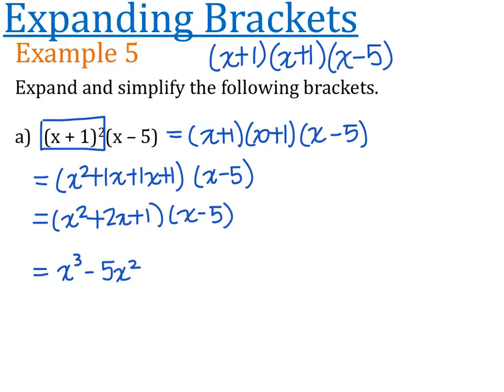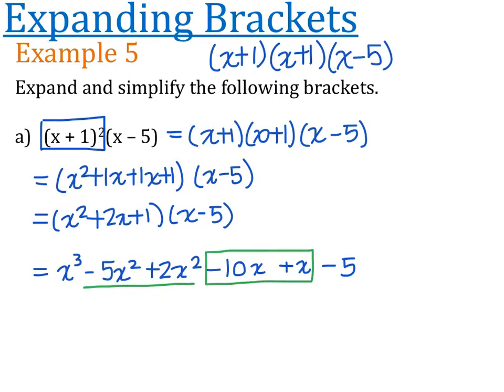Then the 2x is going to go see everything. So 2x squared minus 10x. And then the 1 is going to go see everything. So that's just normal old plus x and a minus 5. So let's go ahead and simplify everything. So we can simplify these two things. We can simplify these two things.